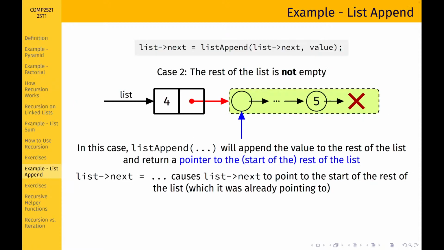All right, so that's list append. If you are a little confused about this, feel free to ask your tutor, and they'll happily explain it. But this pattern of list next equals function call list next is very common if you're trying to solve a linked list problem where you're modifying the list recursively.